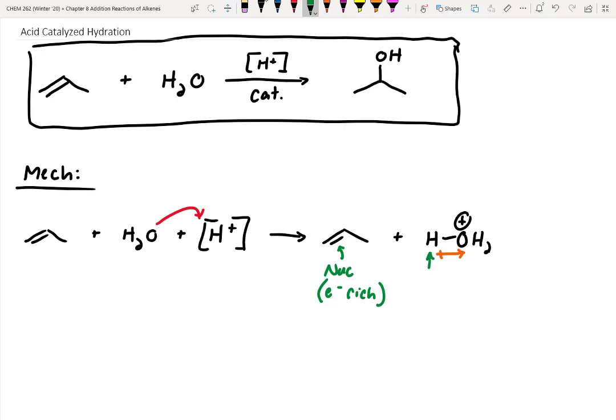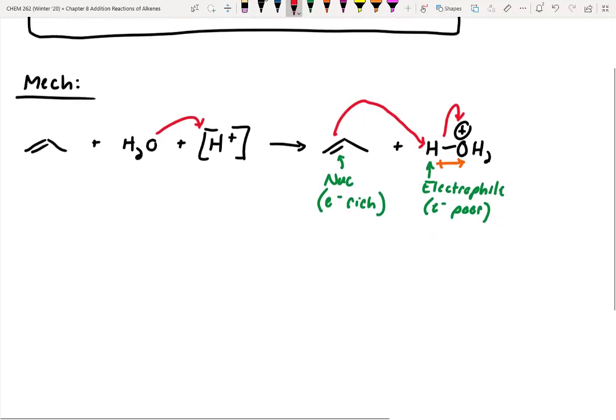And then over here, this can be an electrophile because it's electron poor. So with our classic arrow pushing, we can say our nucleophile is going to attack our electrophile and then kick off our leaving group.